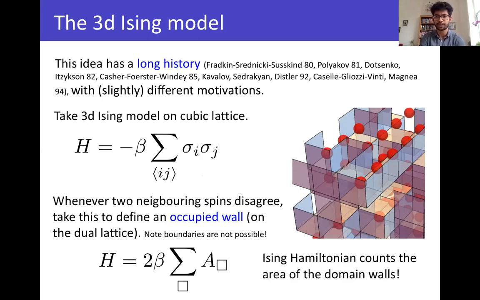So for example, here I have a spin up and it's next to another spin, which is also up. There's no domain wall between them, so the Hamiltonian does not receive a contribution from there. But here I have a spin up next to a spin down, so I have a domain wall between them. And now the Hamiltonian picks up one from that difference, okay? So up to an overall constant, this Hamiltonian is just measuring the area of all of the domain walls on this lattice. So the Ising Hamiltonian just counts the area of all the domain walls.